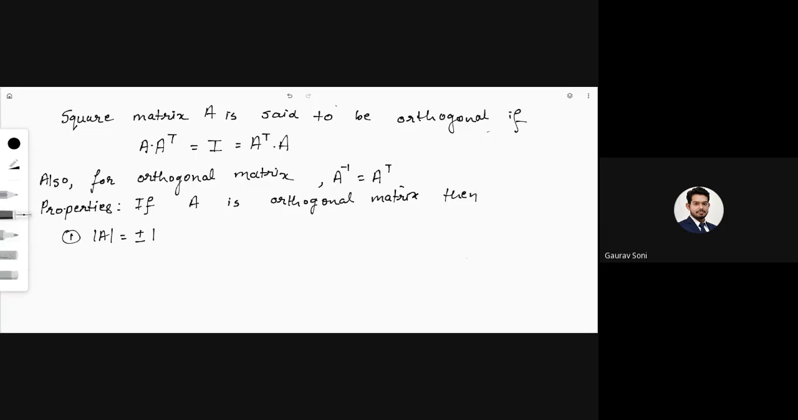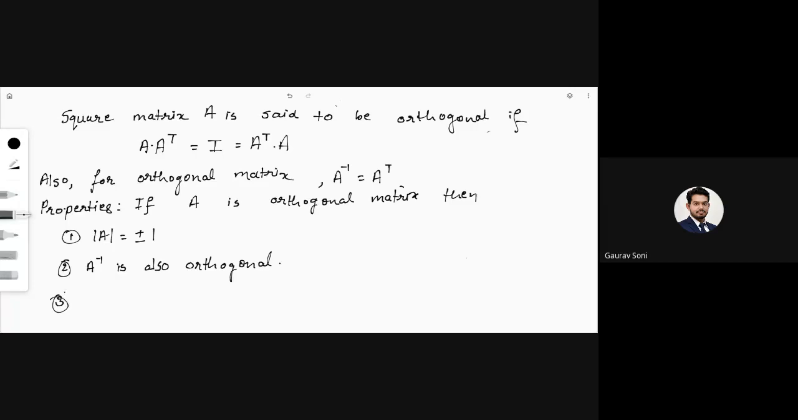Next, A inverse is also orthogonal. So if A is orthogonal, A inverse is also orthogonal. With A inverse, it also means that A transpose will also become an orthogonal matrix. And the last and very important statement is, this will be used later when we'll be solving examples.